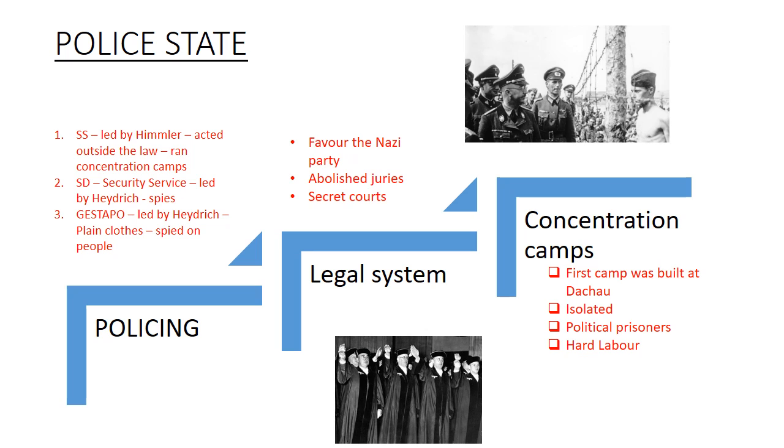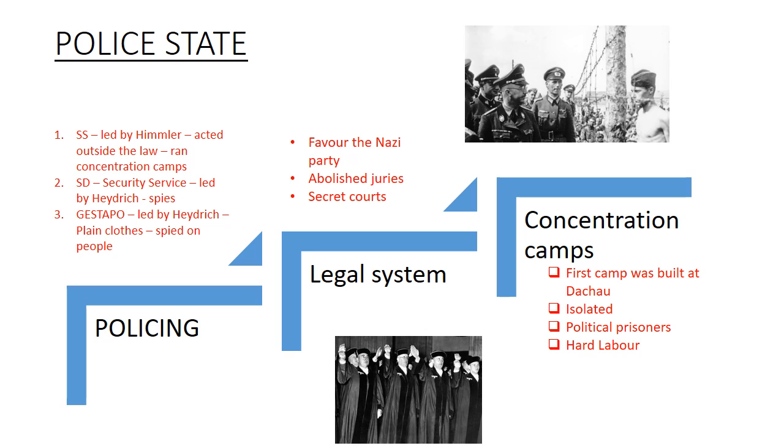This was led by a guy called Heinrich, and effectively they were running spies abroad and in Germany. And last but not least was the infamous Gestapo, also led by Heinrich, and the plainclothes police, whose job was to spy on people. And the power of the Gestapo was really, nobody knew who was Gestapo and who wasn't Gestapo. So anybody could be Gestapo. So that was incredibly effective in kind of limiting the criticism of the German government.